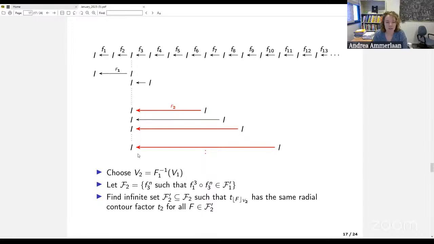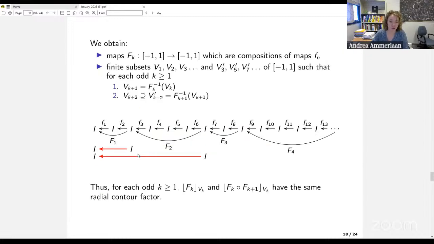Right. We more or less continue on in this way. There are some technicalities that would have to be addressed if I were to keep going on with this process, but we more or less continue on in this way. All right. So through this recursive process, we obtain maps Fk, which are all compositions of our initial bonding maps. And we obtain our finite subsets V1, V2, V3, and V3 primed, V5 primed, V7 primed, etc. These are all subsets of [-1, 1], such that for every odd k, Vk+1 is equal to the inverse of Fk of Vk. And Vk+2 contains Vk+2 primed, which is equal to Fk+1 inverse of Vk+1.